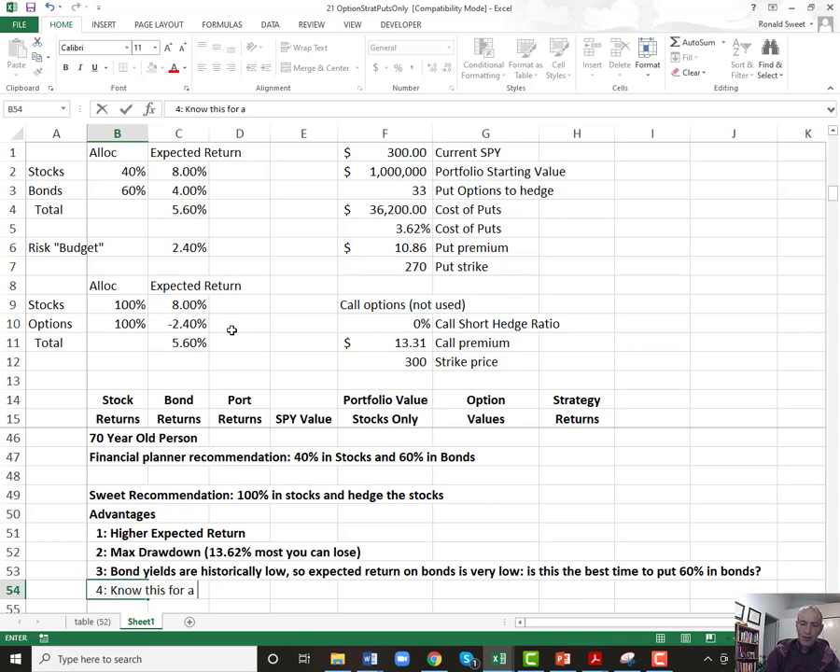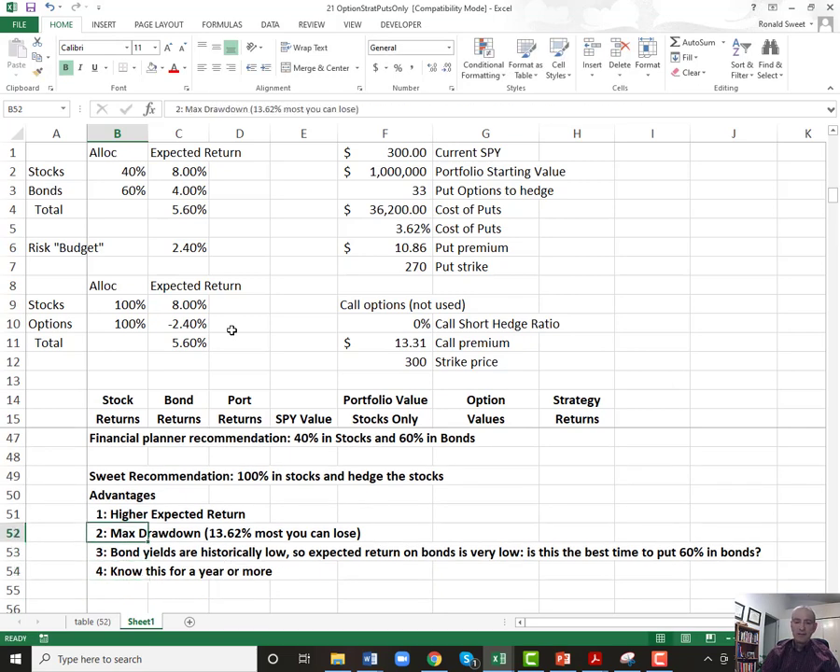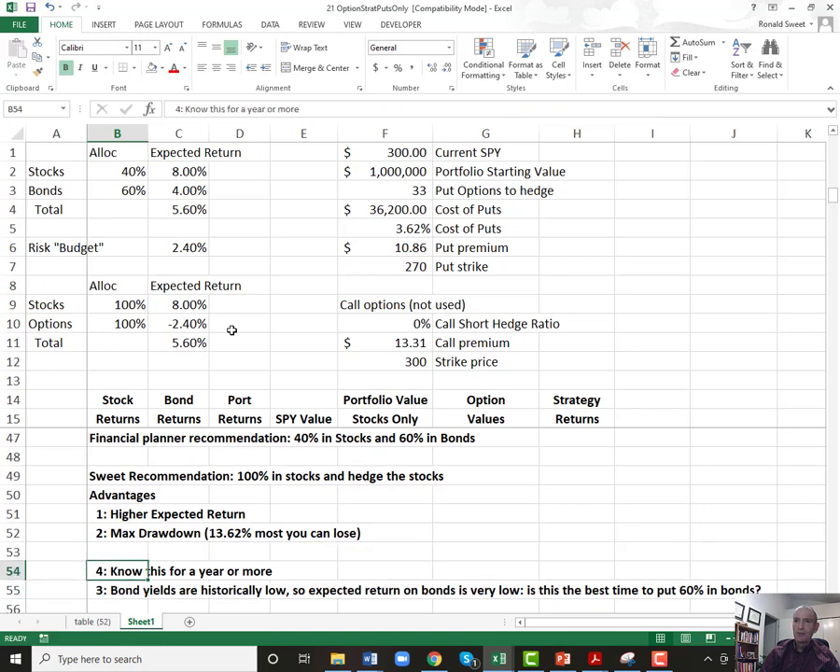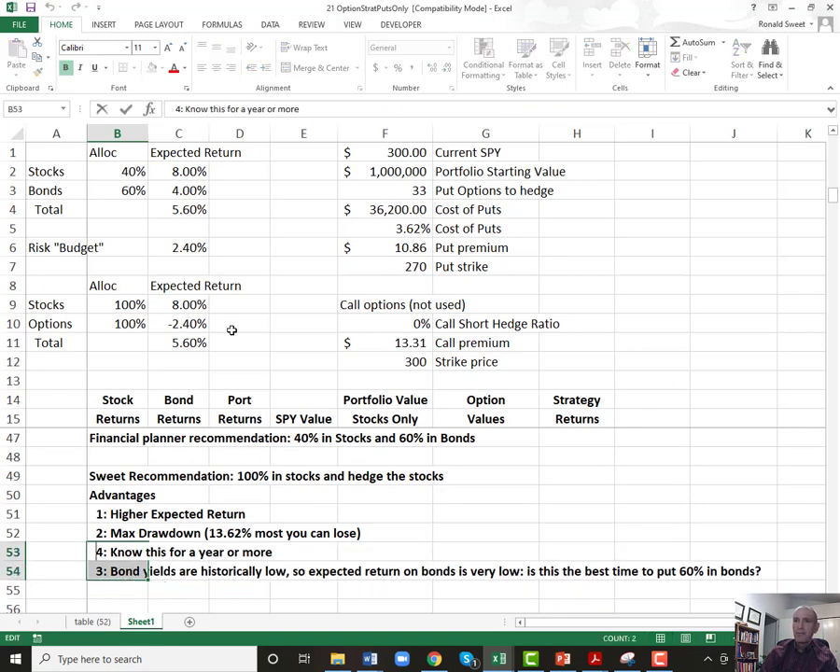And the other nice thing in here is this for a year or more. The way you set it up, this second one, I should have put these in a different order, so let me switch the order here. So you have a higher expected return with my 100% stocks that are hedged versus a 40% stocks, 60% bonds. Your max drawdown is greater than the max drawdown for the 40-60, but the historical max drawdown is more, but the guaranteed max drawdown is 13.62%.